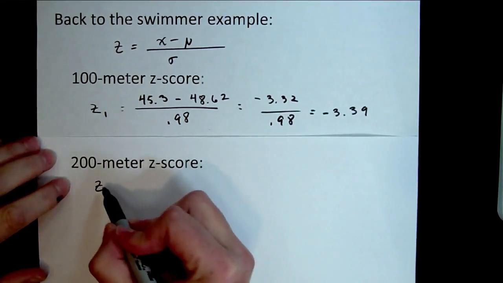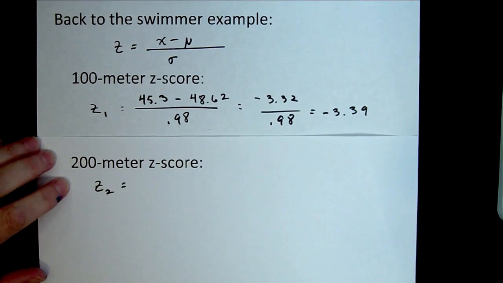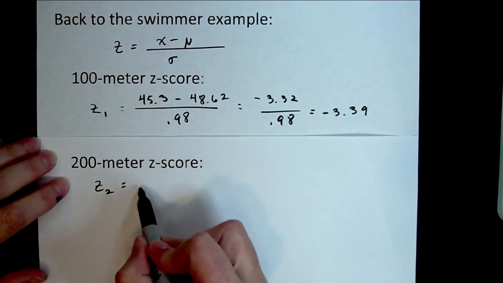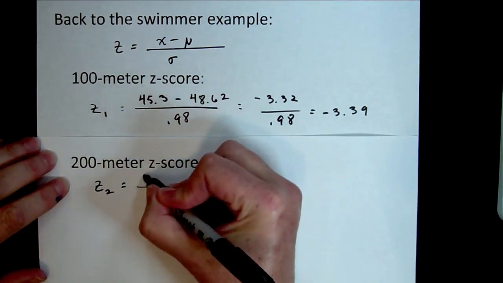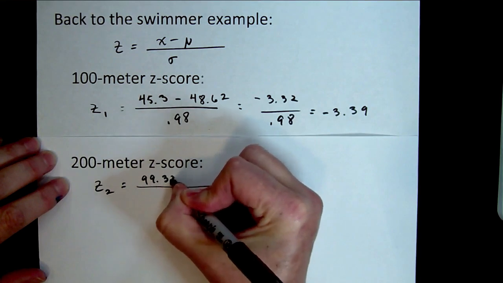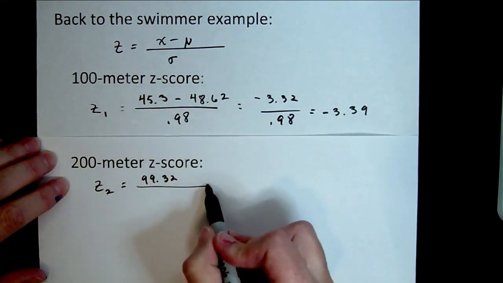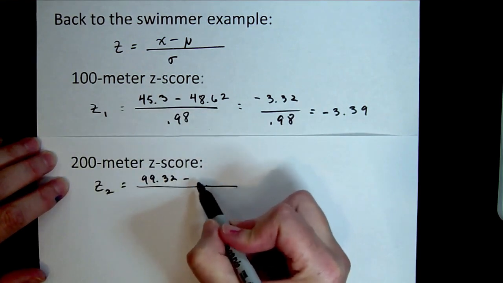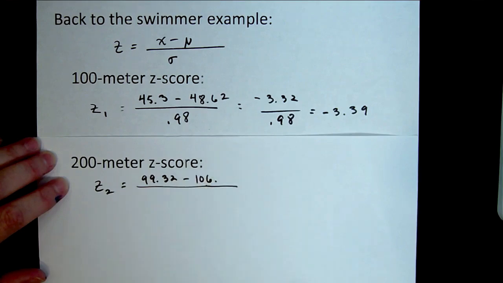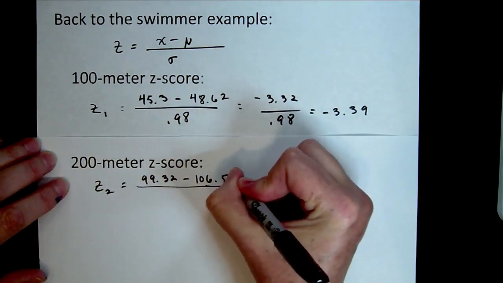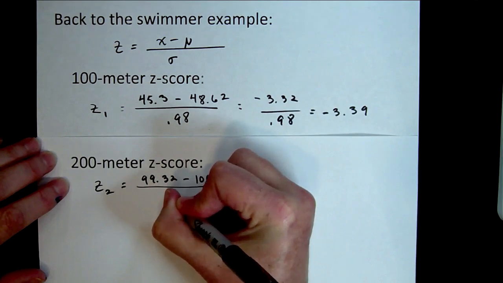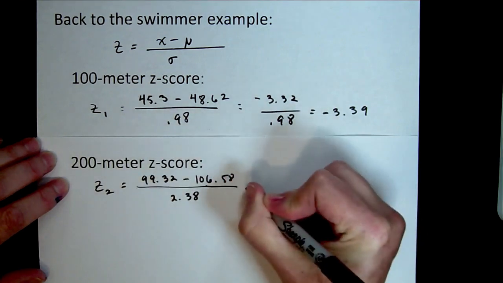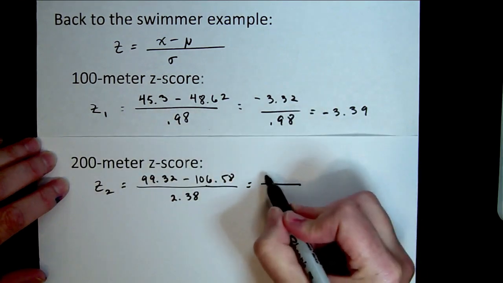What about for the 200-meter race? Well, his z-score in that, let's see his best time, so we'll hope he's going to do his best time. His best time is 99.32. The mean time for all college swimmers in the 200-meter backstroke is 106.58, and the standard deviation was 2.38. So again, in this race, he's better than average, right?